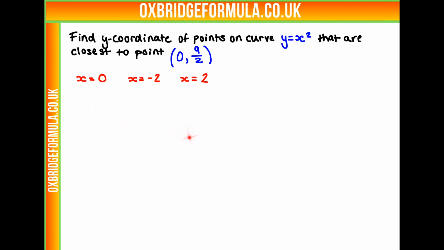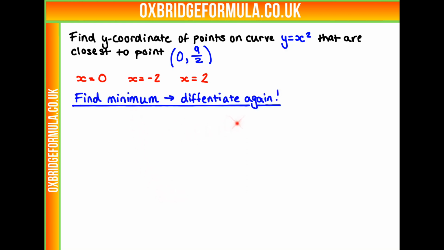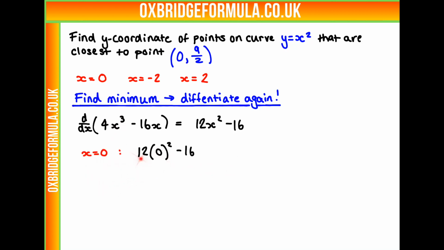So here are all our x values, but how do we know which one is going to give us the minimum? Well, to find the minimum one, we need to differentiate it again. So this is the expression we're differentiating. If we differentiate again, we're going to get 12x squared minus 16. And then we can plug our x's in and find which is the minimum. So let's start with x equals 0. If we substitute 0 in, we're going to get 0 take away 16, or minus 16. Is that the minimum or is that a maximum? Well, because it's negative, that is a maximum point. So it's not going to be 0.